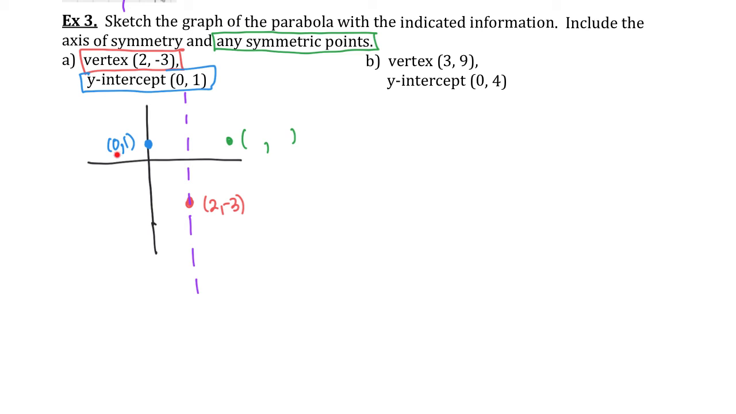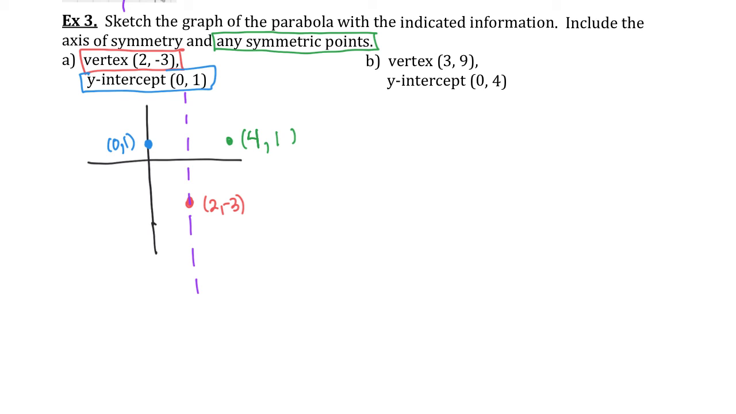Now for the y-coordinate, if this is (0, 1), this also has to be (something, 1), because it's at the same y value or the same height. Now for the x-coordinate, it can't be 0 because this is 0. And I know that this is 2 because that's the x-coordinate of the vertex. So if I go from here to here in the x direction, I go 2 spaces. If I go 2 more spaces, now I'm at x equals 4. So this becomes (4, 1).